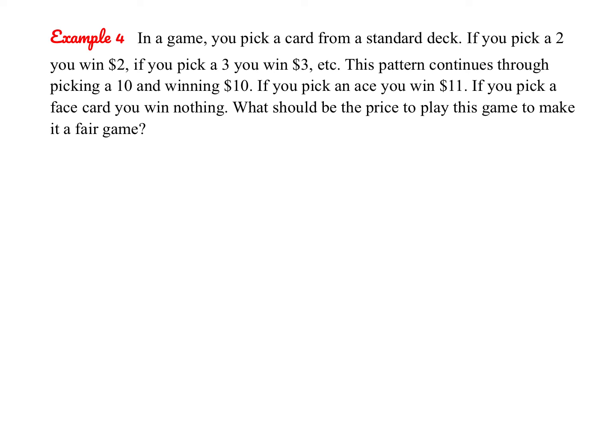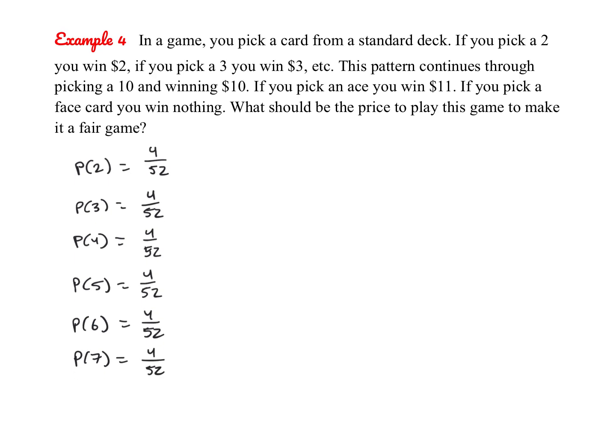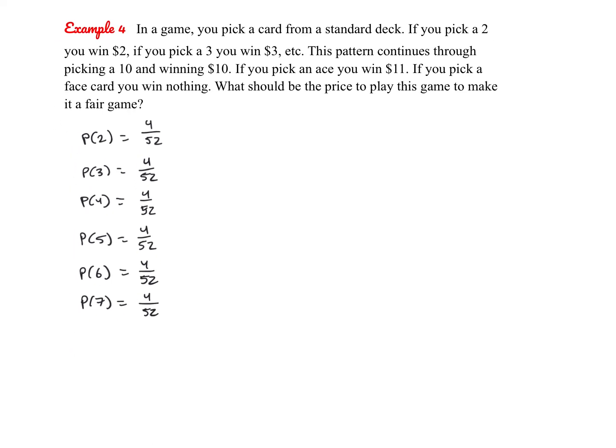Okay, so let's look at all of the individual probabilities here. So the probability that you pick a 2, well, they're all going to be 4 out of 52 because there's 4 of each type of card. So the probability you pick a 3 is 4 out of 52. The probability you pick a 4, 4 out of 52. So we're going to continue this pattern on for all of them, out of 52. And we just have a few more.